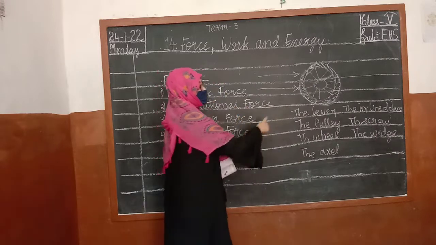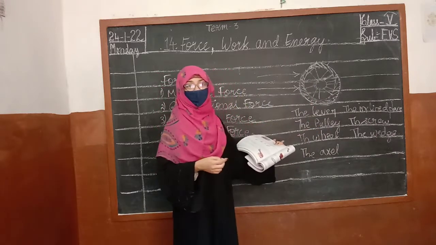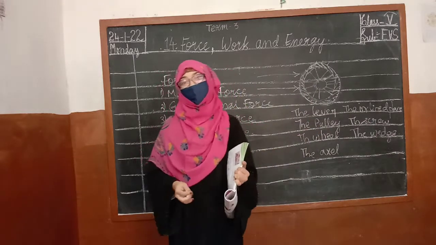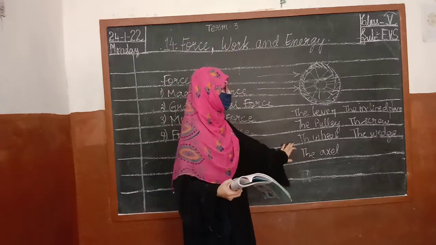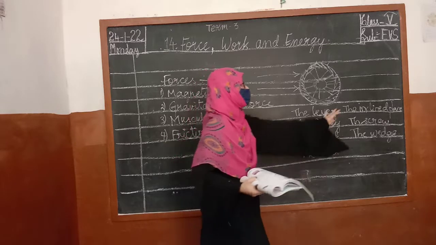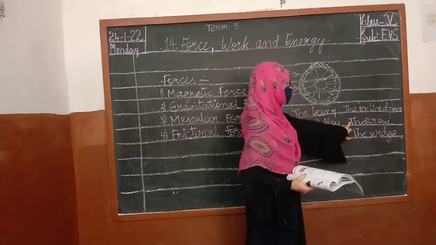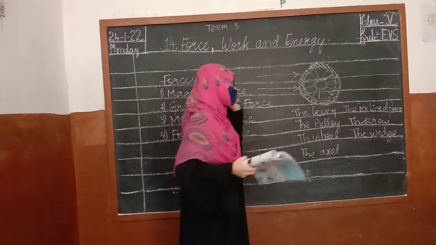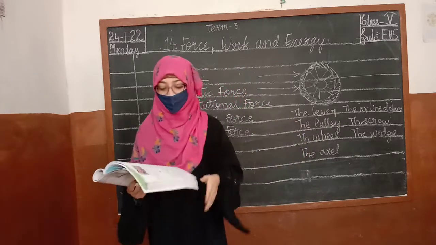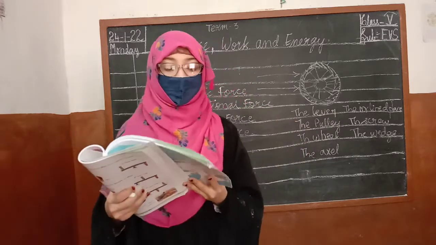So these are all, what are they all? They are the kinds of simple machines: the lever, the pulley, the wheel, the axle, the inclined plane, the screw, the wrench. So now we are going to learn each of them in detail. So let's go. The lever.